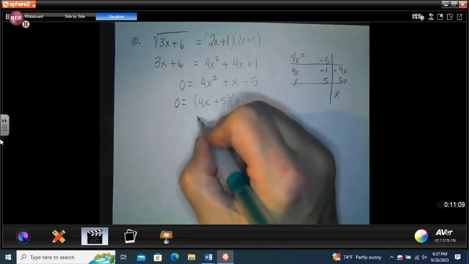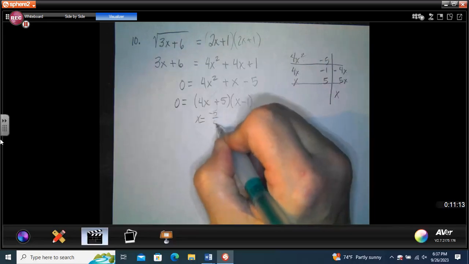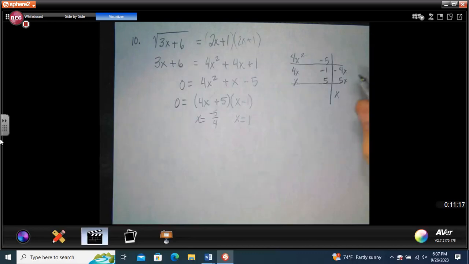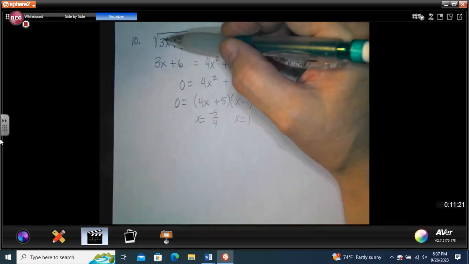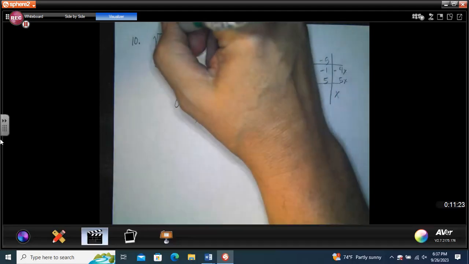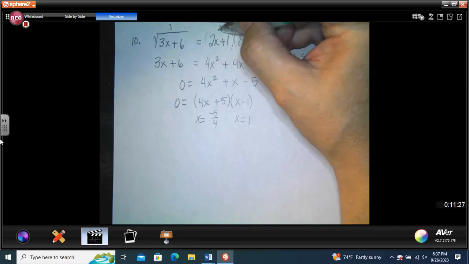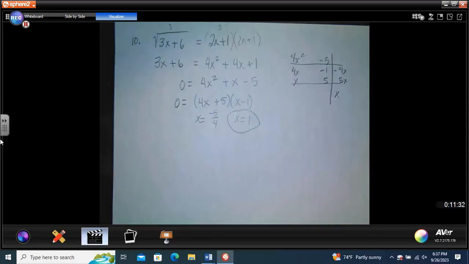And this is going to give me x equals, subtract that, divide by that, so negative 5/4. And this gives me x equals 1. I'm going to check 1 first. So if I plug in 1, I get 3 plus 6 is 9. The square root of that is 3. And if I plug in 1 over here, I also get 3. So if there's going to be an extraneous root, I think we've talked about this, it's most likely, not always, most likely going to be the negative one.